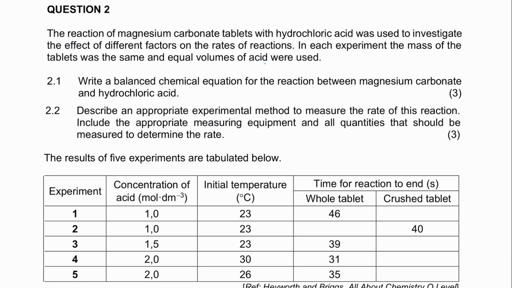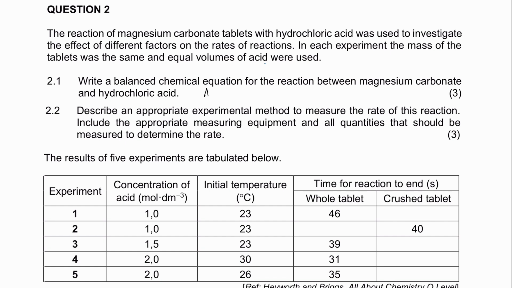Question 2 reads, the reaction of magnesium carbonate tablets with hydrochloric acid was used to investigate the effect of different factors on the rate of reactions. In each experiment, the mass of the tablet was the same and equal volumes of acid were used. Write a balanced chemical equation for the reaction between magnesium carbonate and hydrochloric acid.